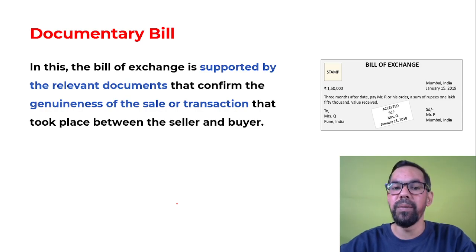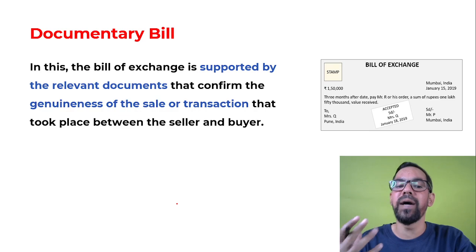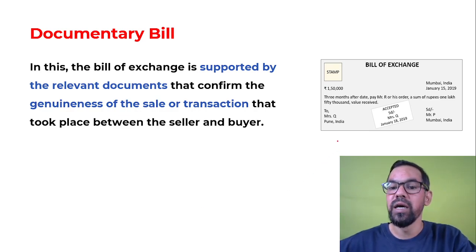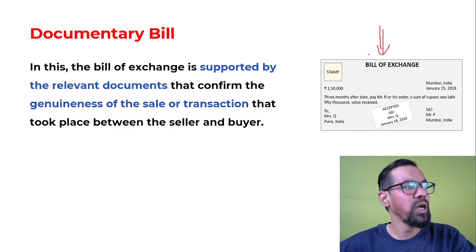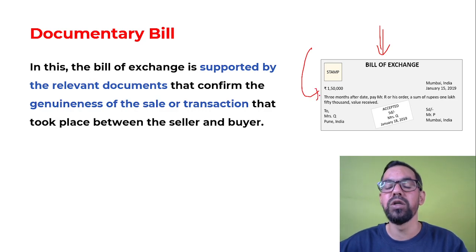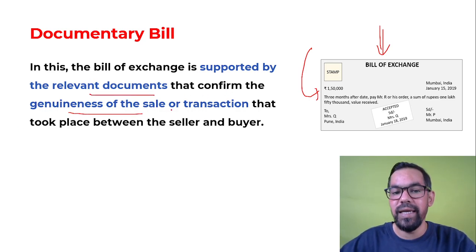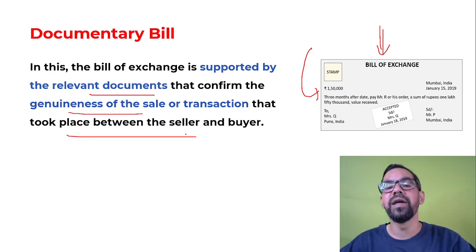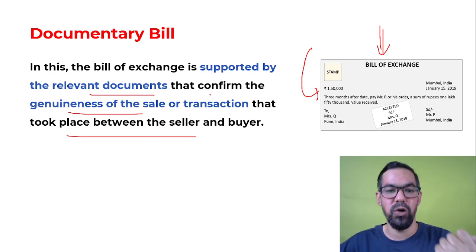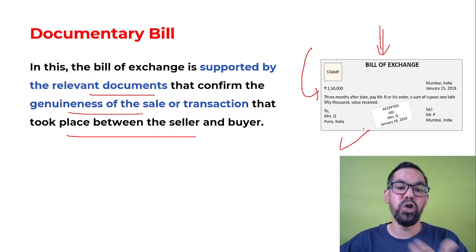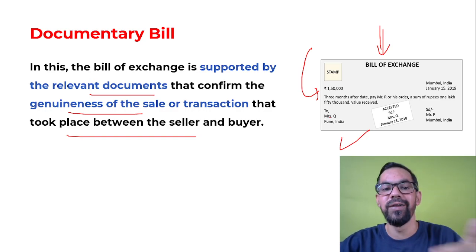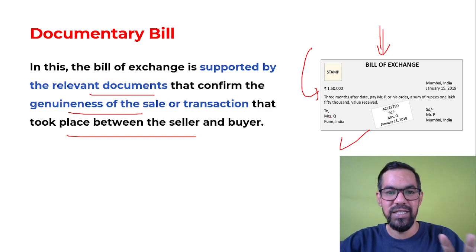First we have the documentary bill. This kind of bill of exchange is supported by some relevant documents. Let's say there is a bill of exchange issued by a bank. Along with this bill of exchange, they'll also issue some documents which generally work as proof. The bill of exchange is supported by relevant documents that confirm the genuineness of the sale or transaction that took place between seller and buyer. So this is kind of a purchase document. Along with the bill of exchange, the seller also attaches some documents which confirm that particular transaction. That is generally known as a documentary bill. I hope you get this. Very easy, very simple.